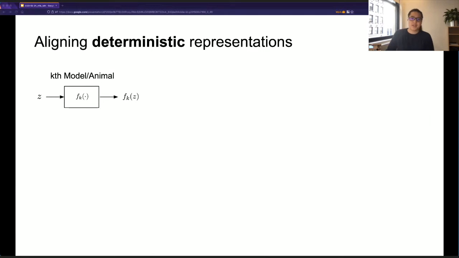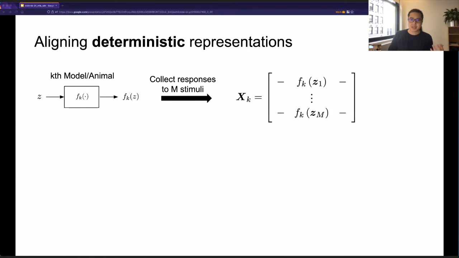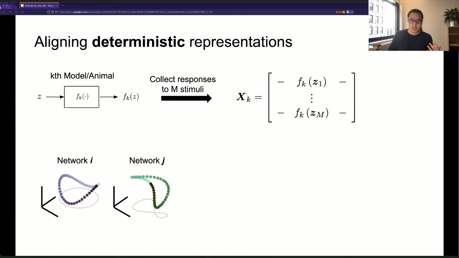So our method draws inspiration from the field of statistical shape analysis. Say we have a network that takes as input Z and spits out f of Z. We do this for many inputs and collect the responses into a single matrix X. We do this for 2 different networks, and we want to treat each joint response as a high dimensional shape, i.e. the 2 Pringles. We want to rigorously quantify notions of distance between these two Pringles, these two shapes. And the idea is that the distance between these two geometric shapes should be independent of some group of nuisance transformations.